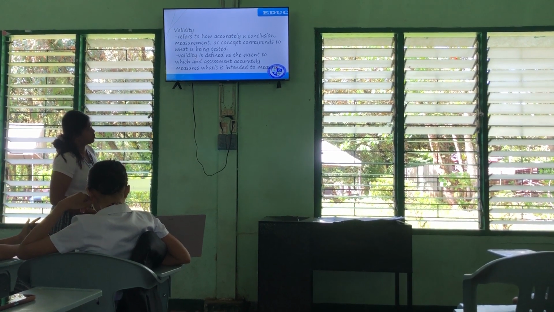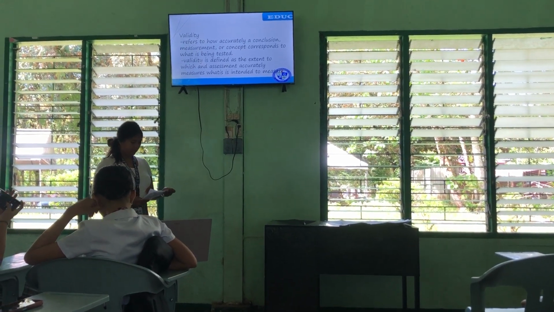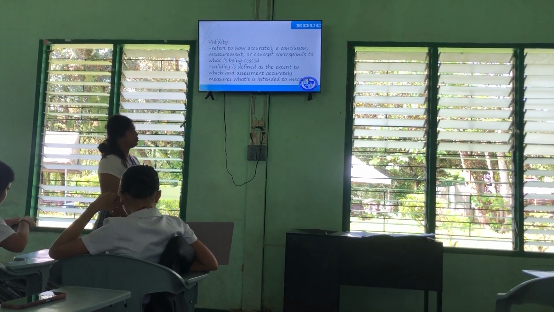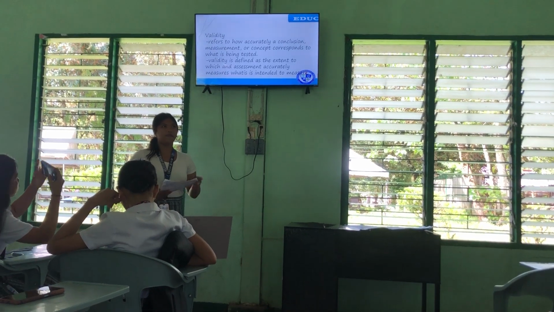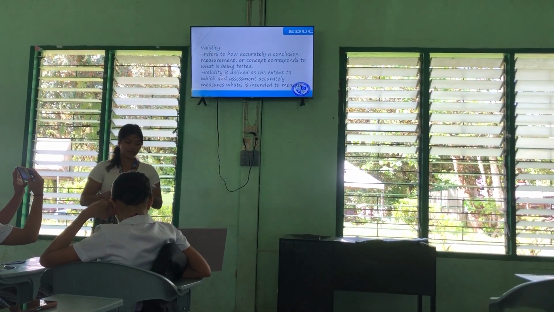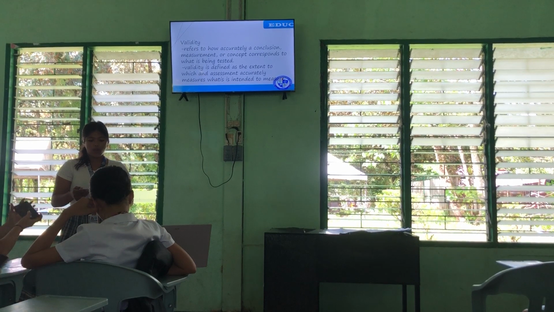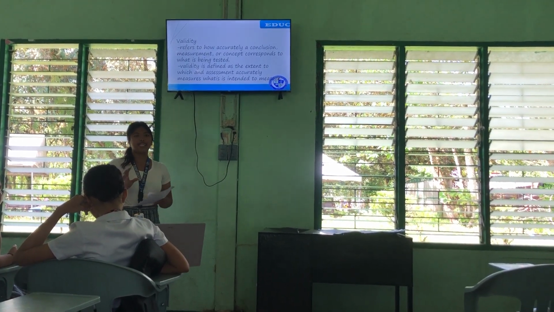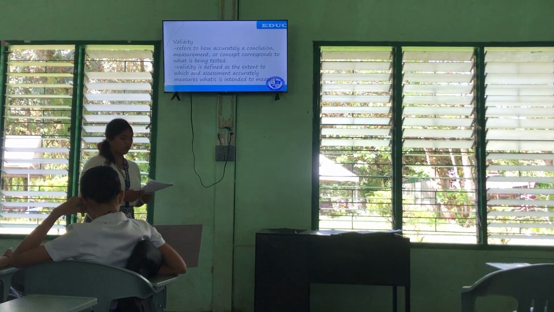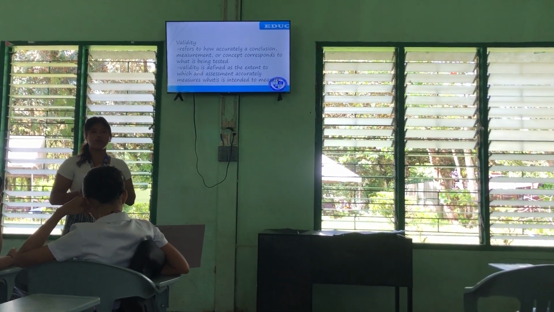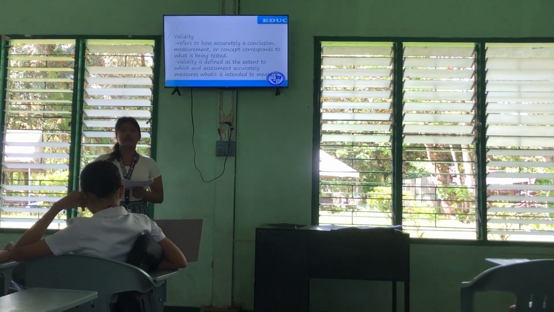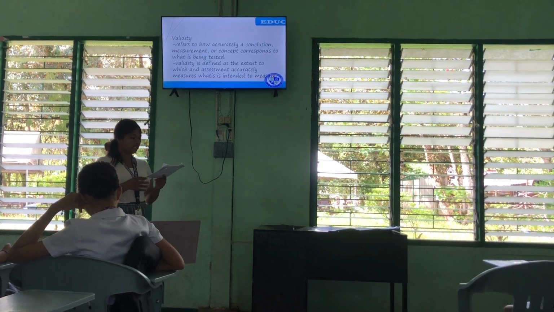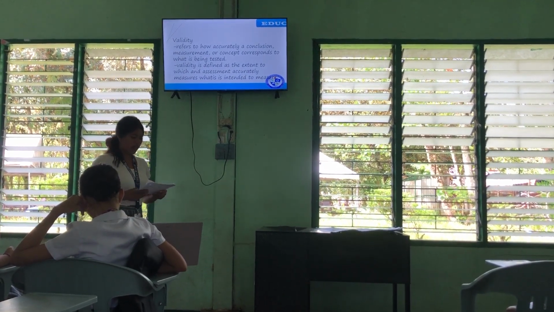Responds to what is being tested. Validity is defined as the extent to which an assessment accurately measures what it is intended to measure. In educational assessment, validity refers to how well a test or assessment measures what it intends to measure. It's about whether the test or the assessment accurately captures the skills, knowledge, or abilities it is supposed to evaluate.